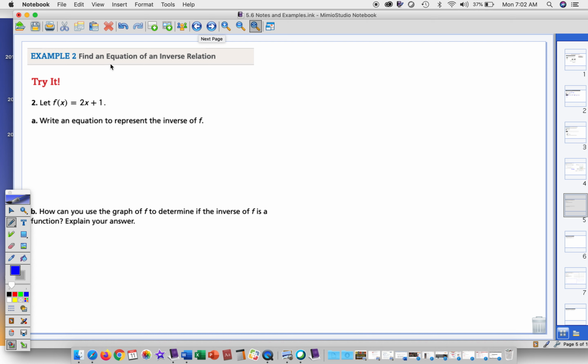Okay, so find an equation of an inverse relation. So here we have f of x equal to 2x plus 1. We're asked to write an equation to represent the inverse of f. So I'm going to work through this one with you. We're going to start off by replacing the f of x with a y. So it's y equal to 2x plus 1.